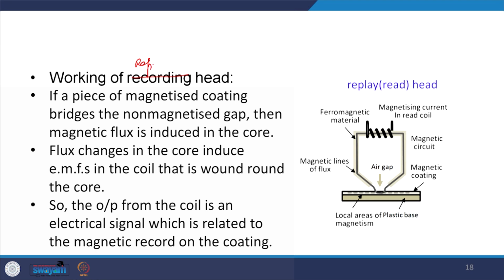And if we talk about the replay head, it uses the same mechanism. If we place the magnetized coating over here, in the air gap, then magnetic flux is induced in this core, and this flux change in the core induces an EMF in the coil wound on it. So the output from the coil is an electrical signal which is related to the magnetic record on the coating.